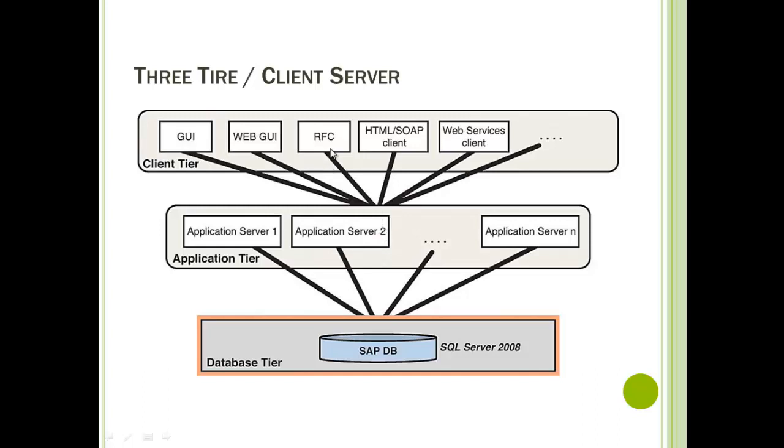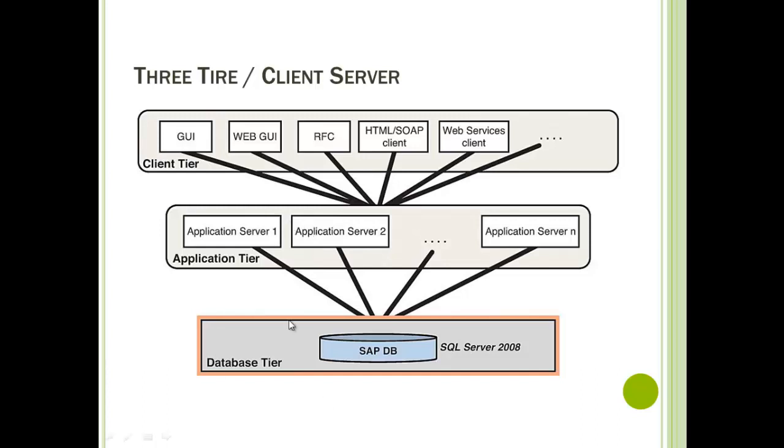It can be a remote function call, an HTML client, or a web client. Like this we have NWBC and a lot of clients. Then we have the application server. In the application tier we have application server 1, 2, 3, like this. You can have multiple application servers.